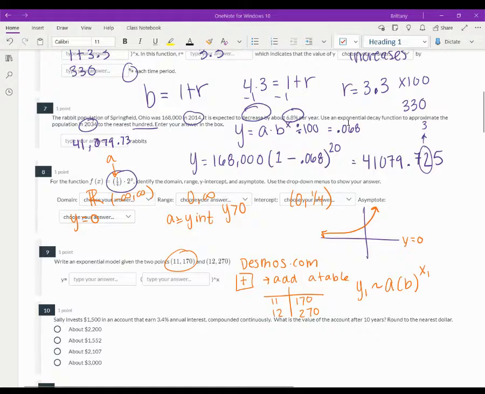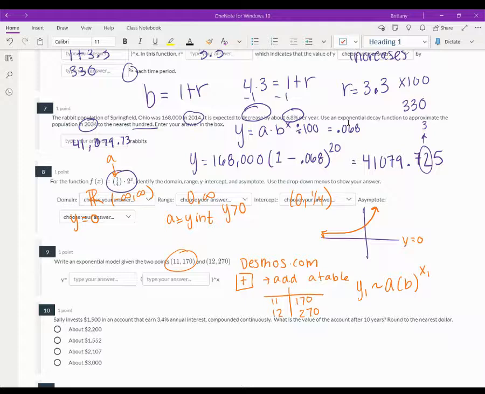So Desmos, hit the plus sign, add a table, (11, 170) and (12, 270). And then y, I just press the number 1, it goes into the bottom. I do my little squiggly instead of my equal. A times b to the x1. And then that gives me my answers.